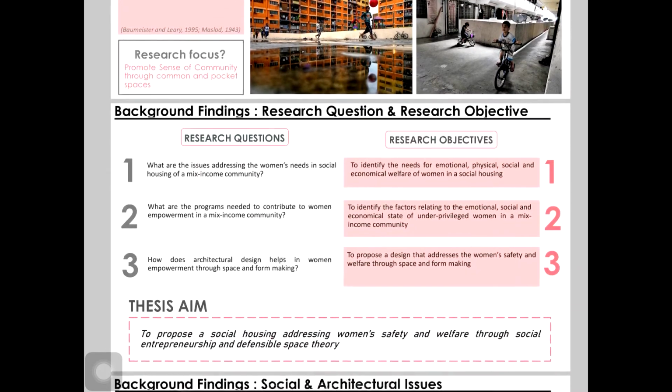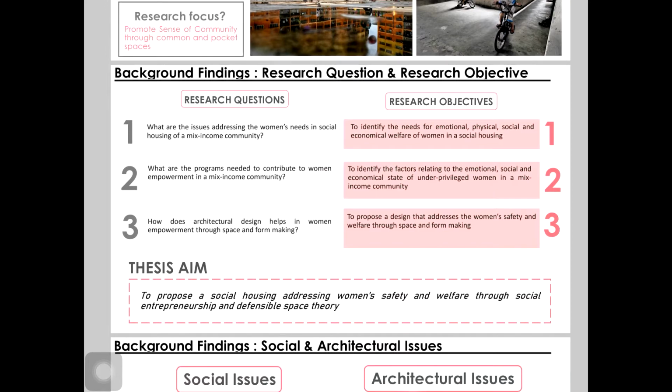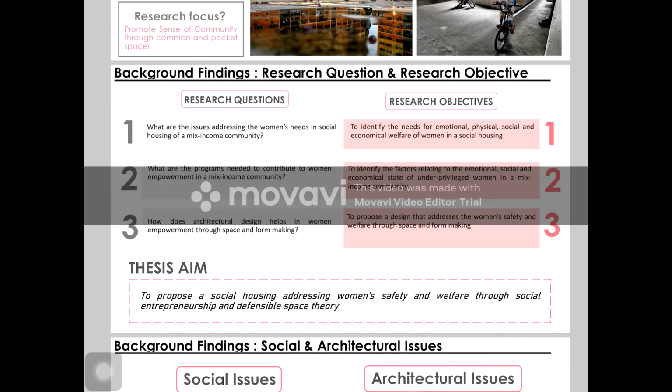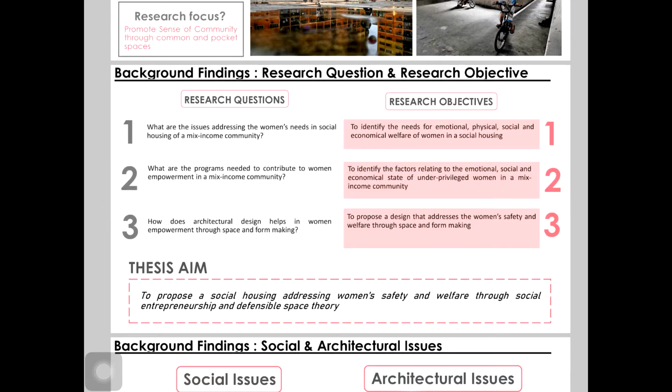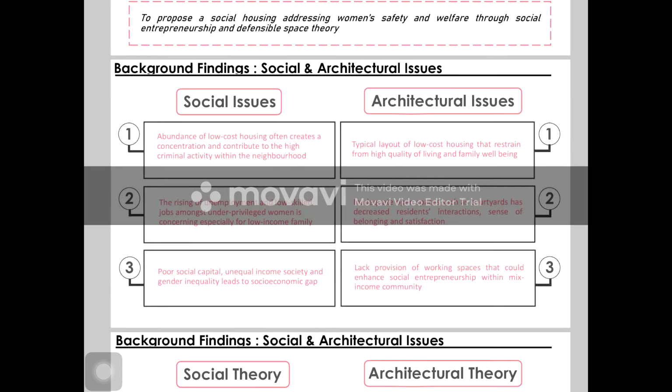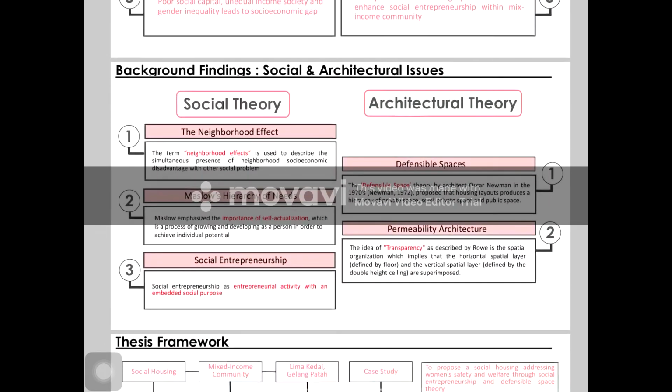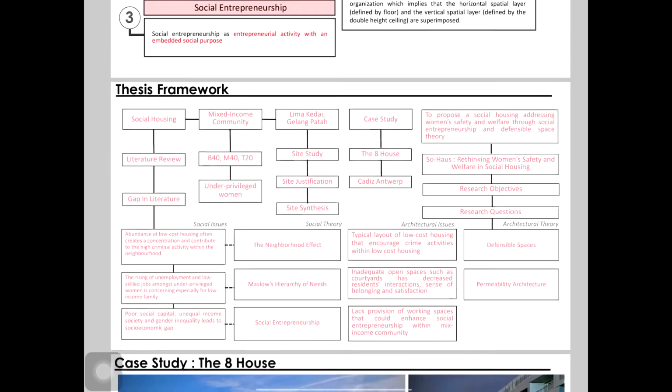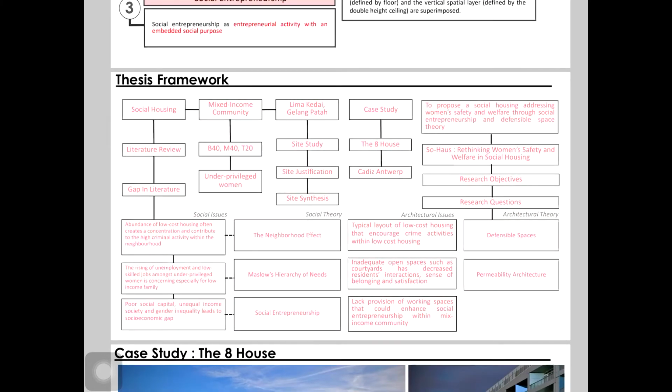After I gathered the issues, I made background findings that explain my research question and research objective, and hence my thesis aim is to propose a social housing that addresses women's safety and welfare through social entrepreneurship and defensible space theory. These are the social issues and architectural issues that I have mentioned, and these are the theories that I relate to my design. This is a brief thesis framework that I've made for my pre-thesis.